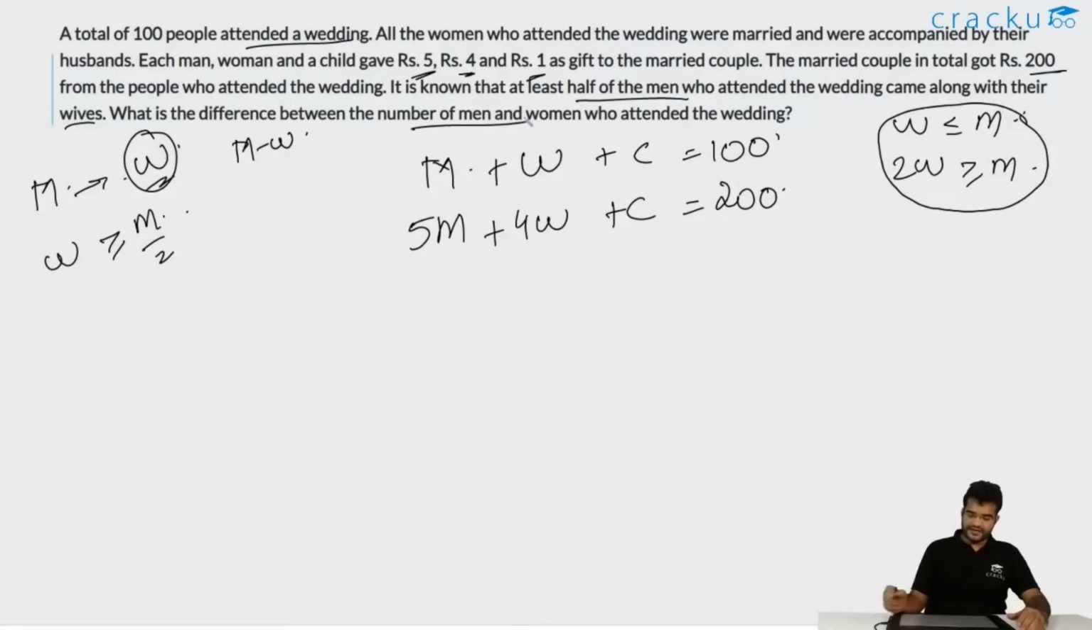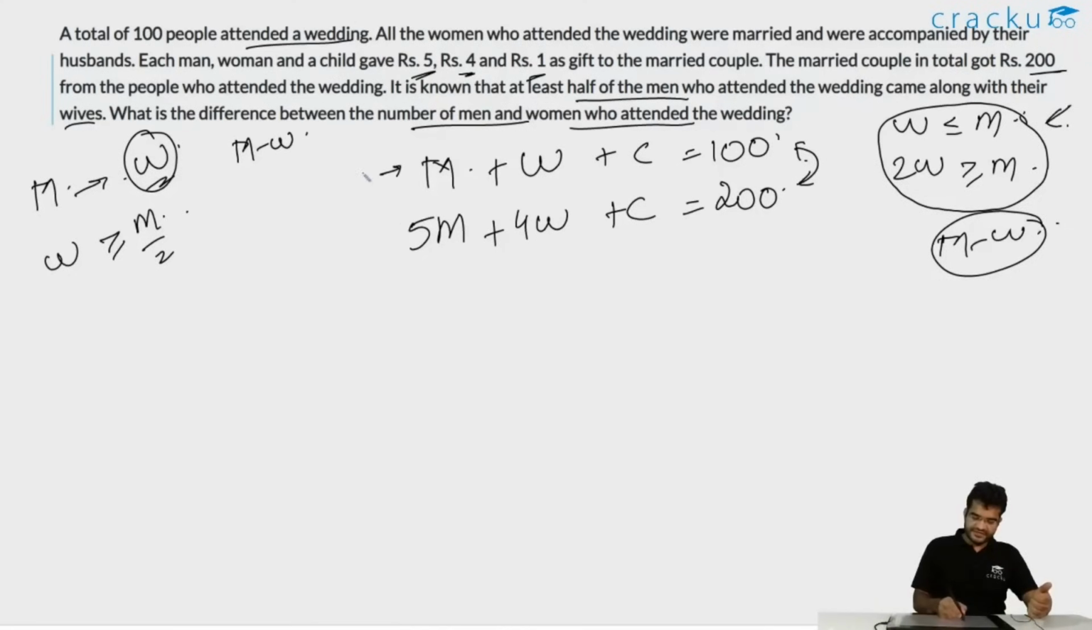We are supposed to calculate what is the difference between the number of men and women who attended the wedding. That is, we are supposed to calculate the value of M minus W. Here we have two equations and we have three unknowns. So, how are we going to solve it? We can solve it because we have some more information about M, W and C. All of them are integers, and we also have an inequality between W and M. So, using this extra information, we should be able to solve these equations.